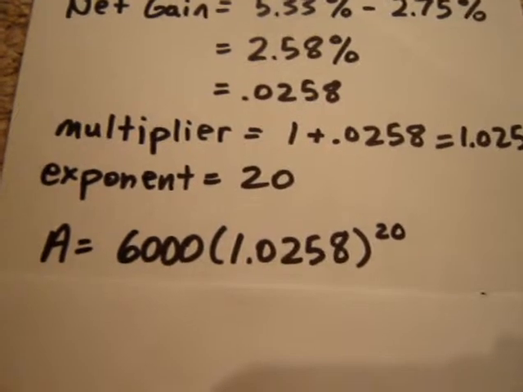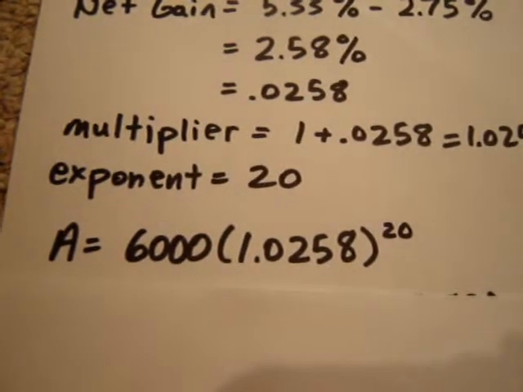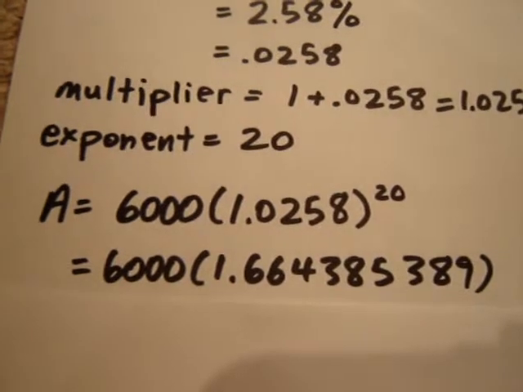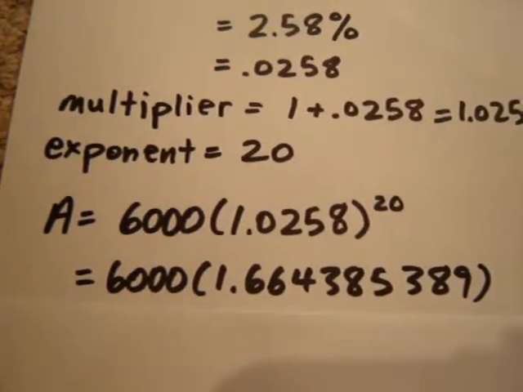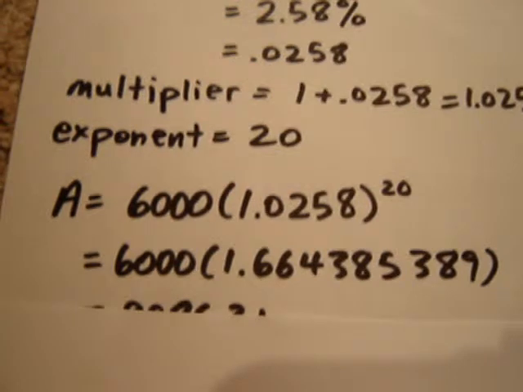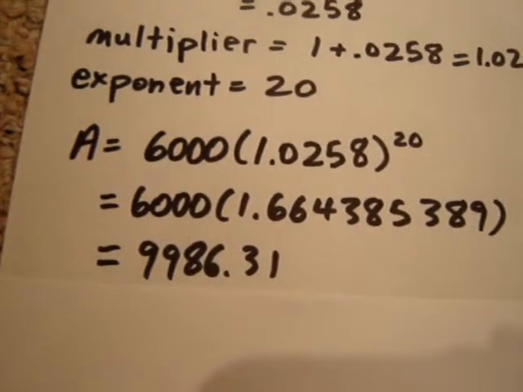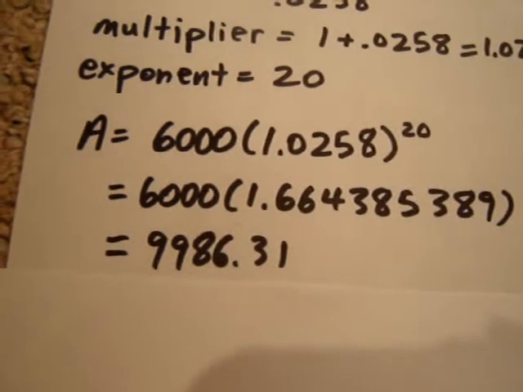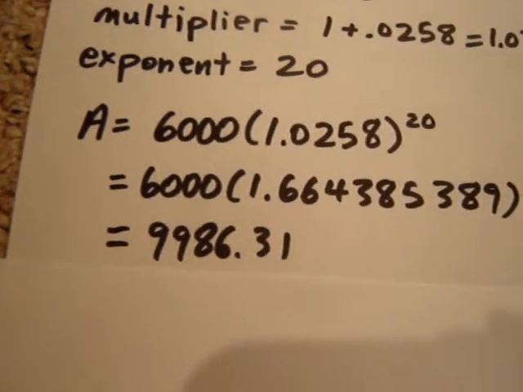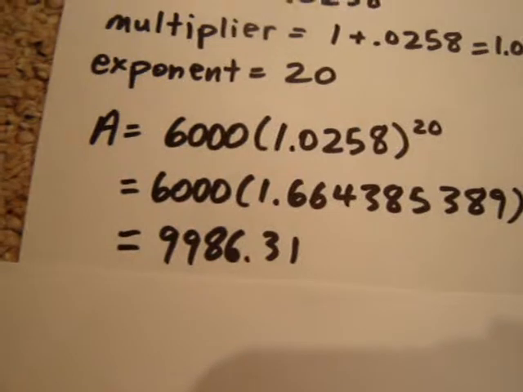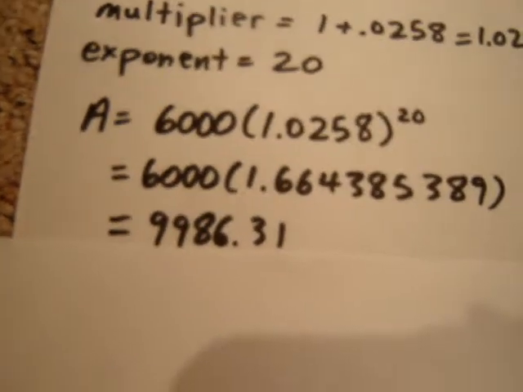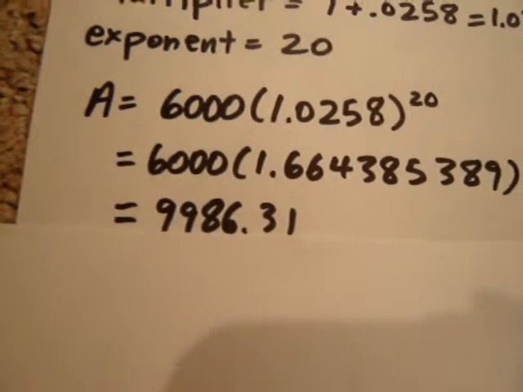So our final amount is equal to our prior amount times the multiplier raised to the exponent of 20, which is 6,000 times 1.664385389, which is $9,986.31. So at the end of 20 years, his original $6,000 investment is just $1,369 short of $10,000. He did all right, but that's not great, but it's okay.